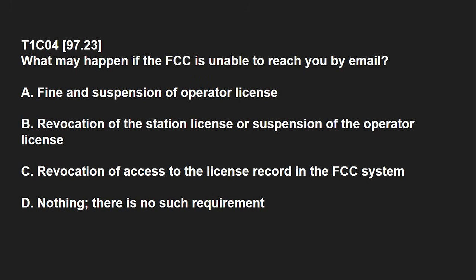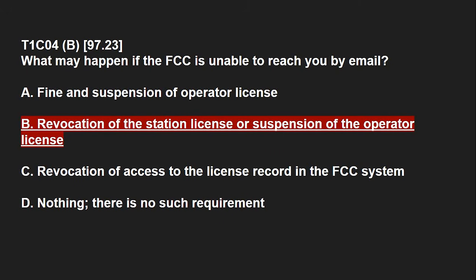T1C04, what may happen if the FCC is unable to reach you by email? Previously, you had to keep your mailing address on file. Now they're changing that to email. And same situation, the answer is revocation of the station license or suspension of the operator license. So make sure your correct email address is on file with the FCC.